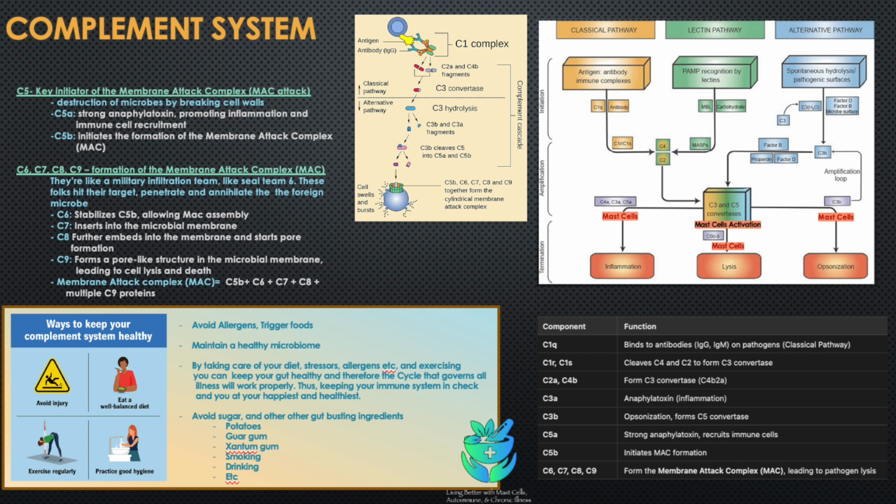If you want to keep your complement system happy, avoid allergens and trigger foods, maintain a healthy microbiome, take care of your diet, your stressors, and your allergens, and exercise. You can keep your gut healthy, and therefore the cycle that governs all illness will work properly, thus keeping your immune system in check and you at the happiest and healthiest you can be. Avoid sugar and other gut-busting ingredients like potatoes, guar gum, xanthan gum, smoking, drinking, etc. These will have a huge impact on your complement system.